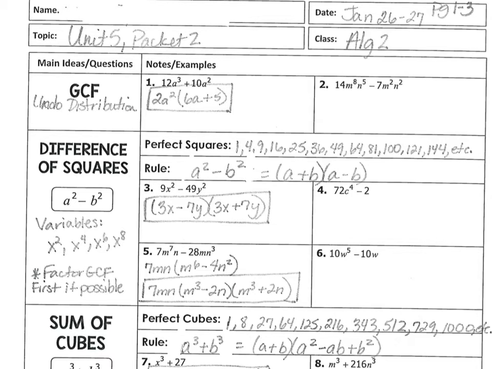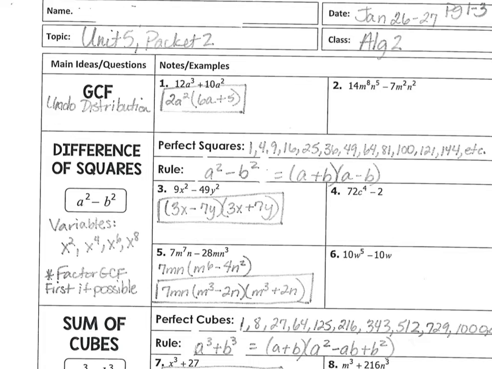For the variables, as long as that letter is common to all the terms, you're going to pull out the smallest exponent. I have a to the third and a squared, so I'm going to pull out an a squared. So I write my GCF first, which is 2a squared.